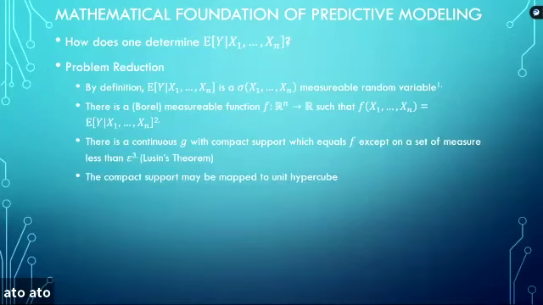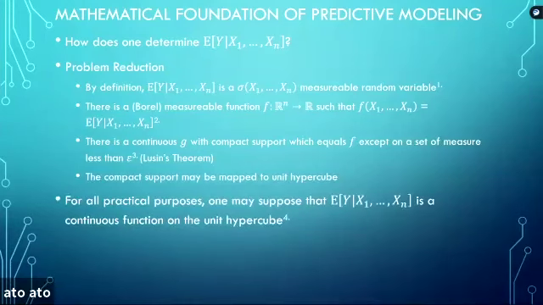What you're really doing when you're doing data science, for the most part, is trying to estimate the conditional expectation. The conditional expectation is a measurable random variable. That measurable random variable can be approximated to any degree of accuracy with a continuous function. And then you may as well imagine that that continuous function is defined on the hypercube. By hypercube, I just mean the unit interval, the unit square, the unit cube, and then the unit hypercube in n-dimensional space.